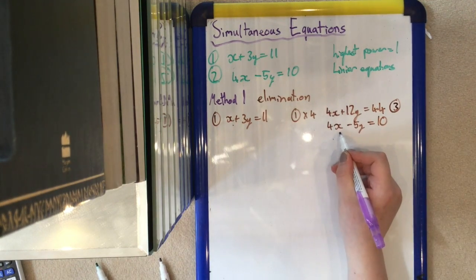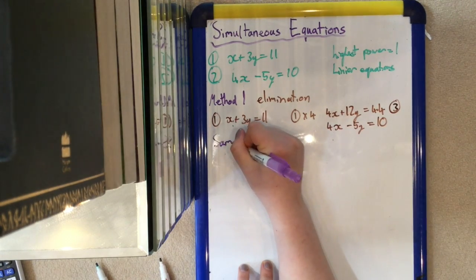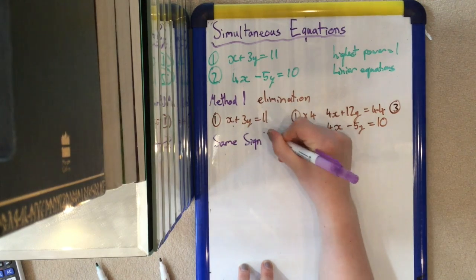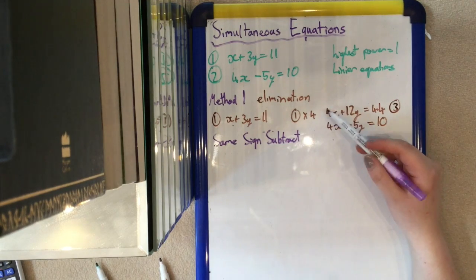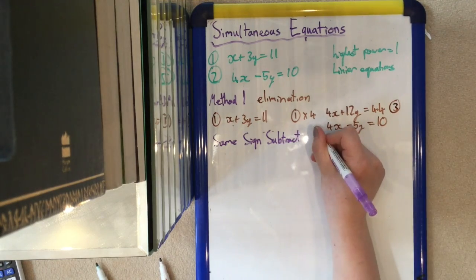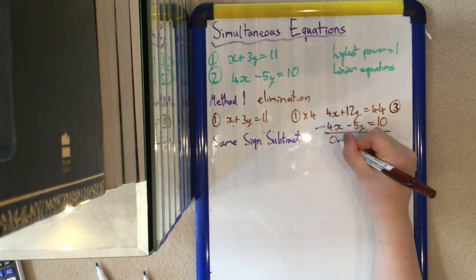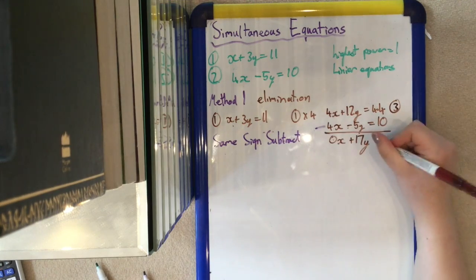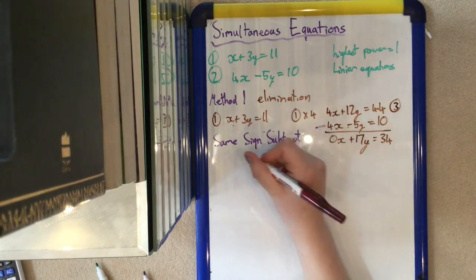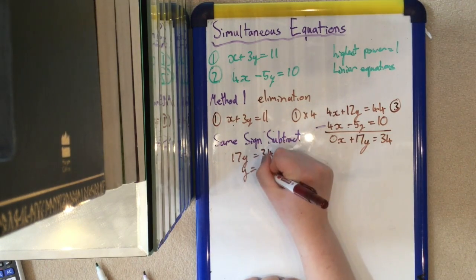At this point, you either add or subtract the two equations, and the mnemonic is same sign subtract. So these two 4's are the same value numerically and they both are positive, which means I will need to subtract these two equations. That gives me 0x plus 17y, because minus minus equals plus, equals 34. 17y equals 34, which means that y then equals 2.